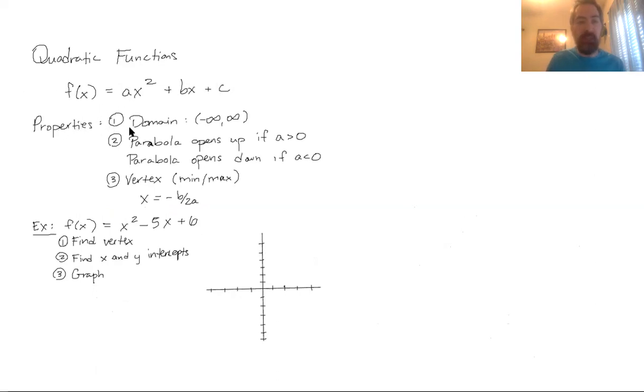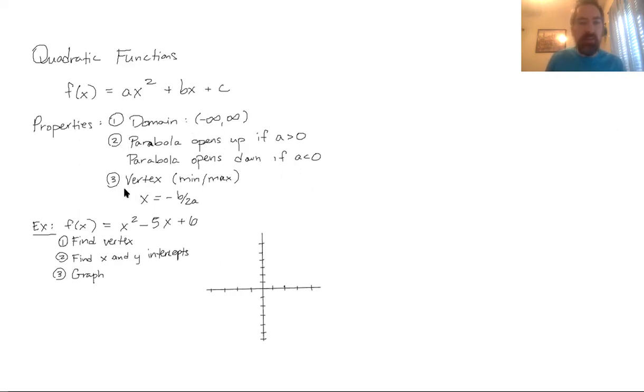We want to make a note that the domain, since there are no fractions or square roots in this general form of the quadratic function, we can say that the domain is all real numbers, negative infinity to positive infinity. Another property is that the graph of the quadratic function, the parabola, will open up if a is greater than 0. It will open down if a is less than 0. And if a is equal to 0, then it wouldn't be a quadratic function. We don't care about that case.